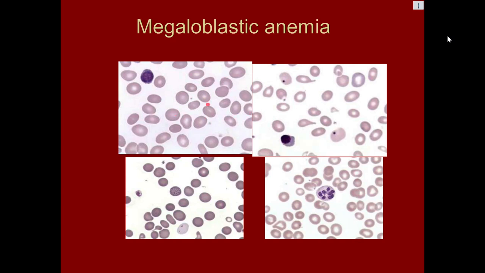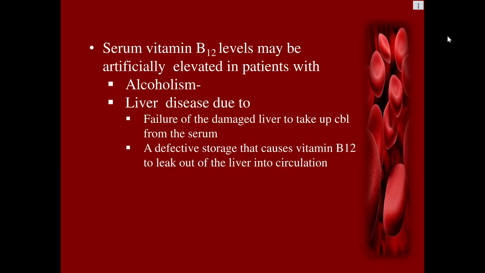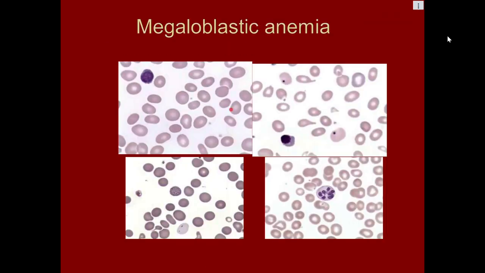Then, of course, megaloblastic anemia. You look at the red blood cells and you can see they are big in shape and size. Then you have hypersegmented neutrophils. We say that hypersegmented neutrophils have 6 or more lobes.